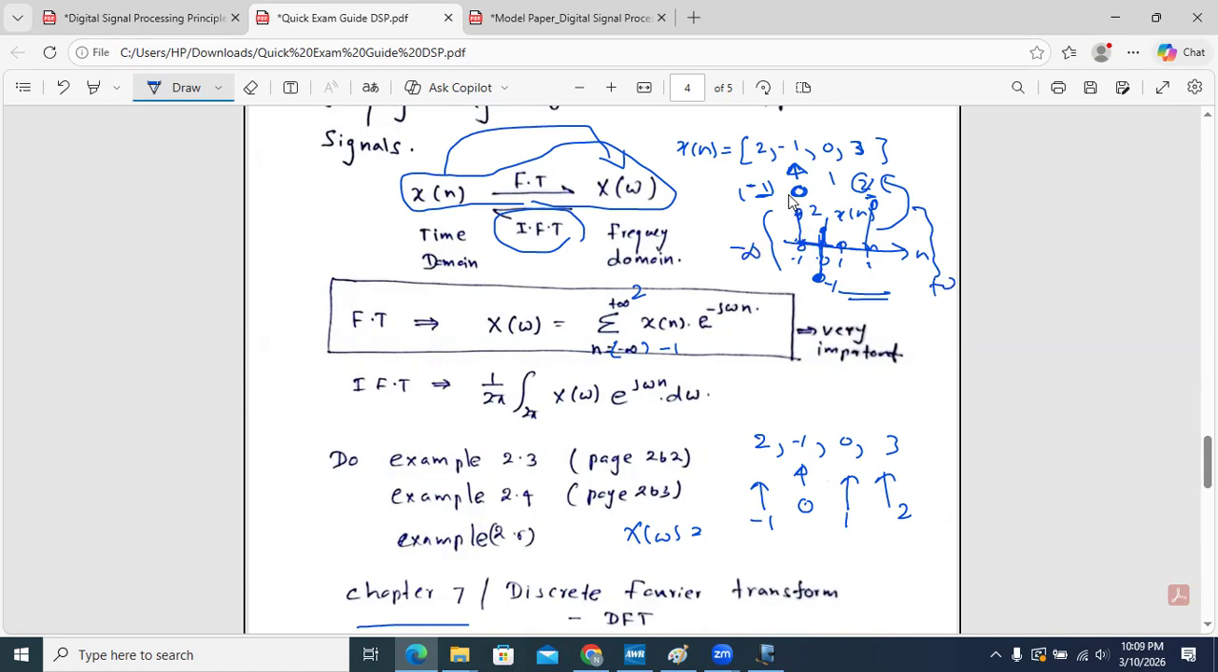So this signal is not -infinity to +infinity. It is from -1 to 2. n is from -1 to 2. So n is from -1 to 2.